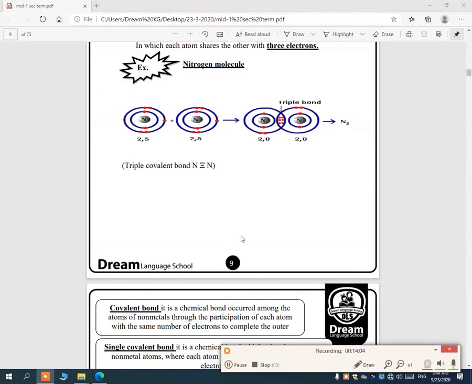You have to know that we have a compound called water. Water is H2O, two atoms of hydrogen and one atom of oxygen. And inside this compound, there are two single covalent bonds. So if I ask you about the bonds inside the water molecule, it will be single covalent bonds.